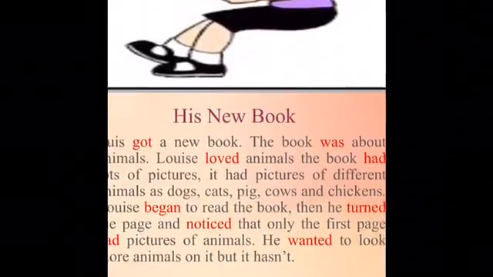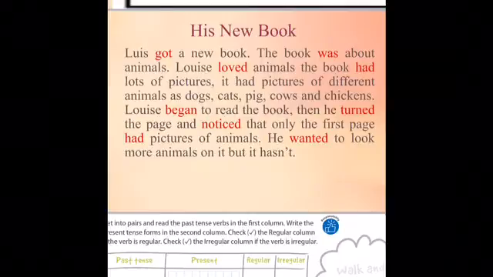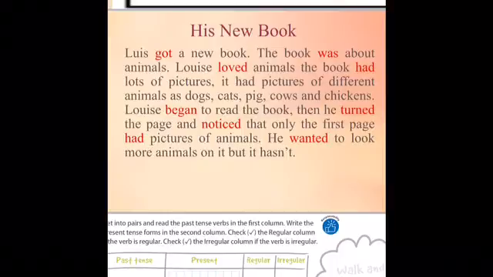Okay. In the following exercise, guys, this is a test. I'm going to read the test and you have to analyze the words involved. Okay. Luis got a new book. The book was about animals. Luis loved animals. The book had lots of pictures. It had pictures of different animals as dogs, cats, pigs, cows, and chickens.